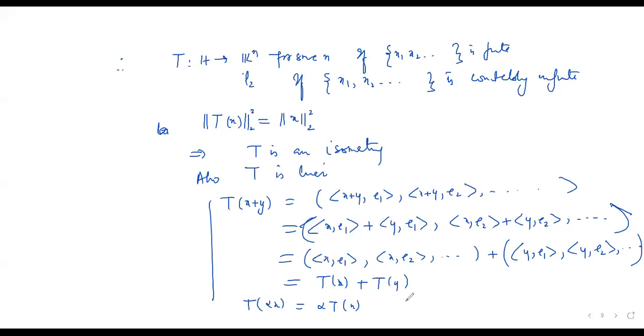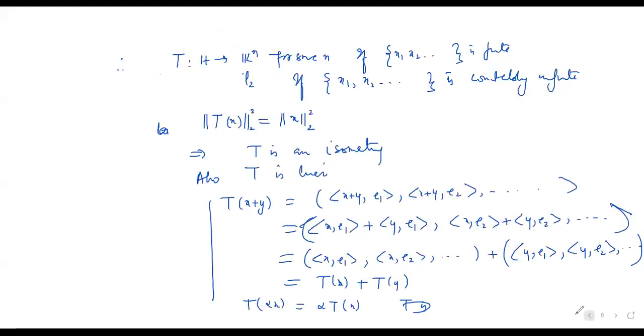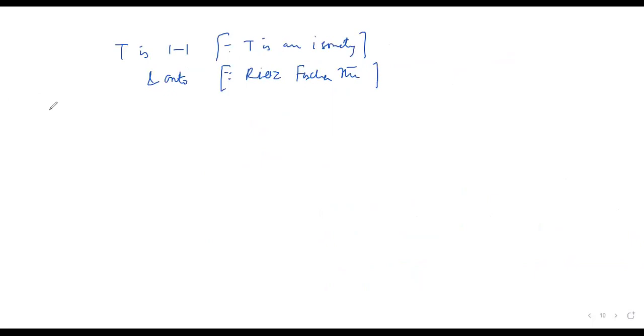Okay. Also, T is 1 to 1 because T is an isometry, and onto because of the Riesz-Fischer theorem. क्योंकि हर एक हिल्बर्ट स्पेस जिसकी काउंटेबल बेसिस होगी, so we can find a vector जिसके coefficients वो हैं. Okay, ये हम कर चुके हैं ना कल शायद. Okay, तो पहला one implies second is obvious.